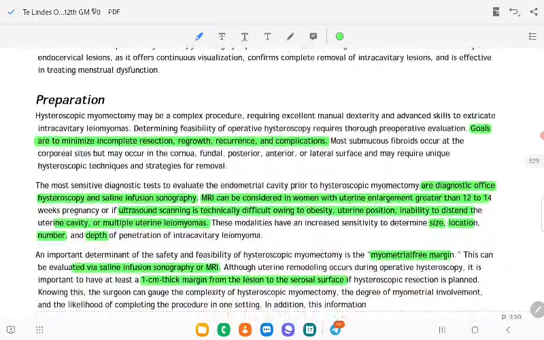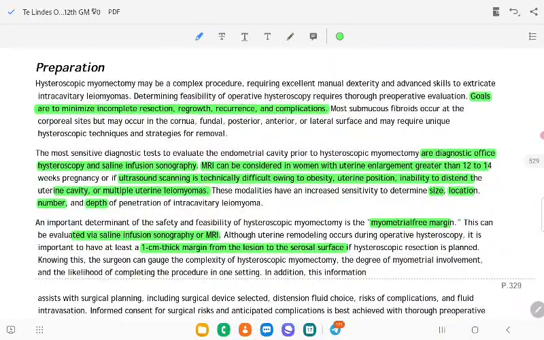How to prepare the patient for hysteroscopic myomectomy? Hysteroscopic myomectomy may be a complex procedure requiring excellent manual dexterity and advanced skill.